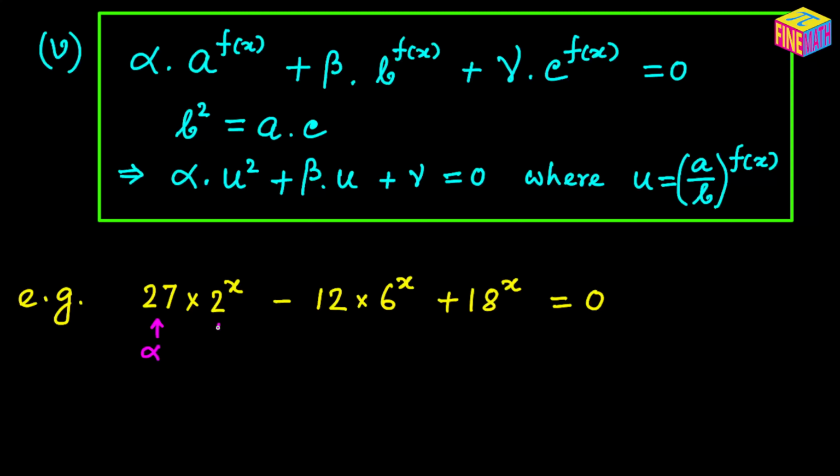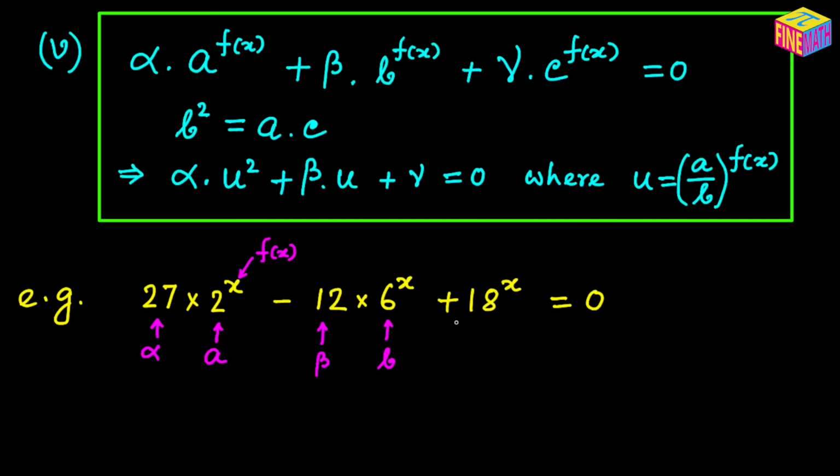And then 2 to the power x, this 2 right here is actually a, and then x is the f of x. So this x right here, we can say, okay, this is our f of x, some function of x, and x is also a function of x, right? And then what is our beta? Well, beta is actually the negative 12 right here. So the negative 12 is actually equivalent to the beta. And what is b? Well, b is actually equal to 6 right here. So this is our b.